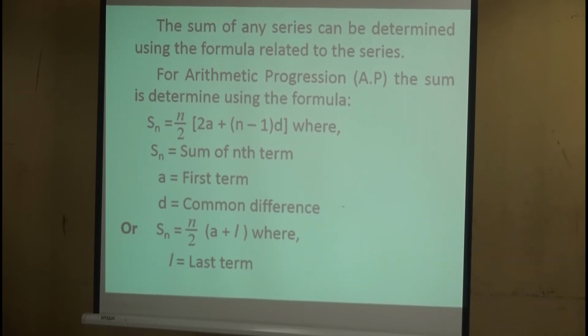So for the arithmetic progression, the sum of n terms is n over 2, open bracket, 2a plus n minus 1 bracket d, where Sn is the sum of the first n terms, a is the first term, and d is the common difference.